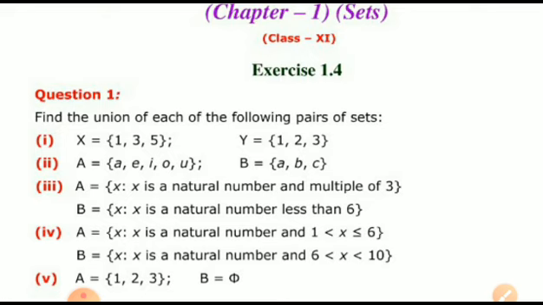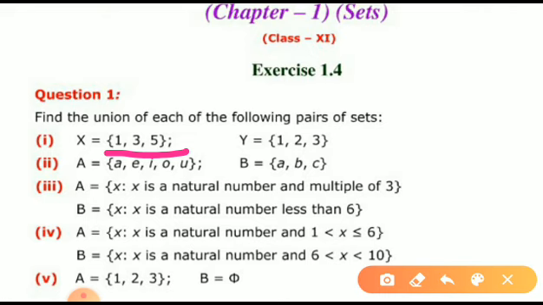The first question: find the union of each of the following pairs of sets. Here X is given to be {1, 3, 5} and Y is given to be {1, 2, 3}. Union means the collection of all the elements of A as well as the elements of B. If elements are repeated, they should be written only once. So if I write X union Y, it will be represented like this.